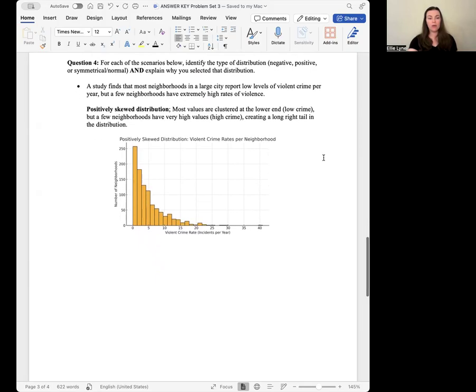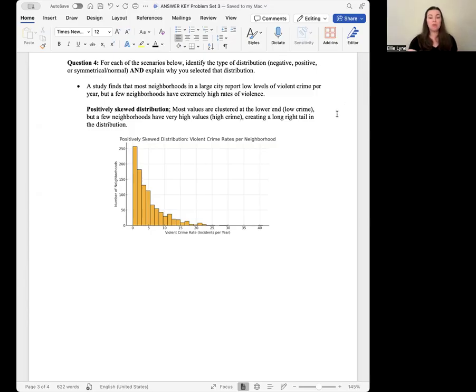Moving on to question number 4. Here's where we move forward from our measures of central tendency to now talking about the different types of distribution, whether they are negative, positive, or symmetrical, or normal. So starting off with our first example here. A study finds that most neighborhoods in a large city report low levels of violent crime per year, but a few neighborhoods have extremely high rates of violence. And so when thinking about these different distributions, I want you to think of where the tail would actually go and what direction we are being pulled. Again, thinking back to our PowerPoint, which direction is the skier going down the mountain?